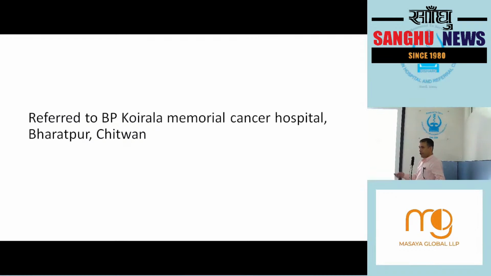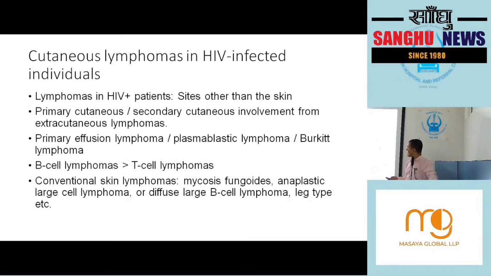So the patient was referred to the Bharatpur Cancer Hospital, and I don't have follow-up data. In HIV patients, there is a high chance of lymphomas. Primary effusion lymphoma, plasmablastic lymphoma, and Burkitt lymphoma are more common. And in skin, B cell lymphomas are more common than T cell lymphomas in HIV positive patients. Otherwise, 80% of cutaneous lymphomas are T cell. If retropositive, then the ratio is reversed.